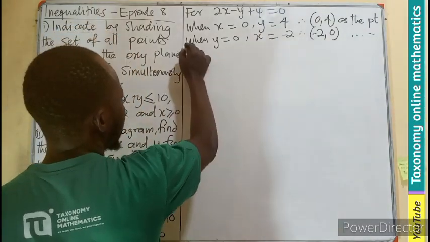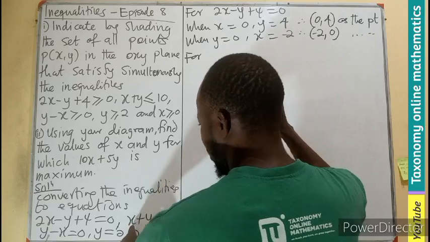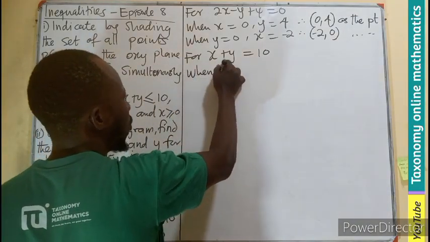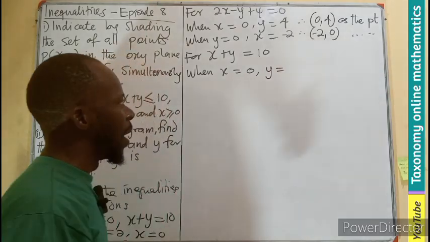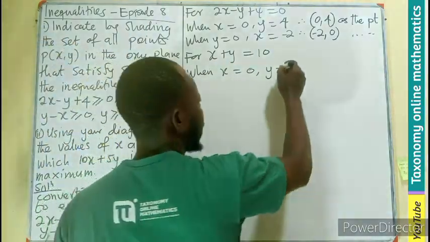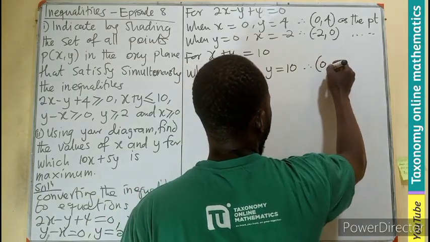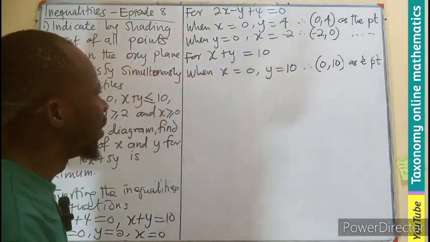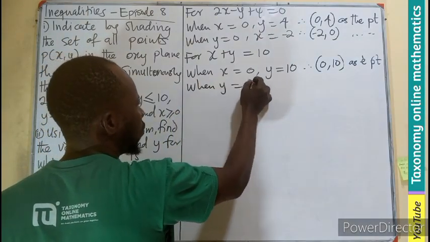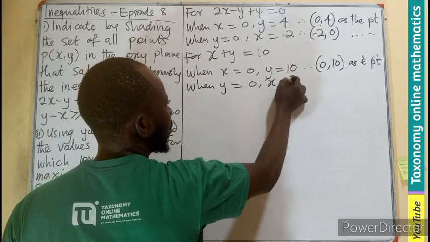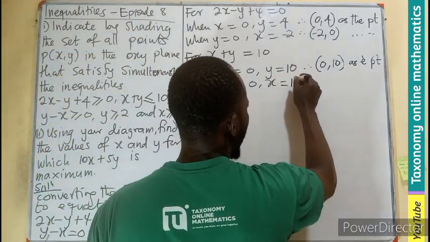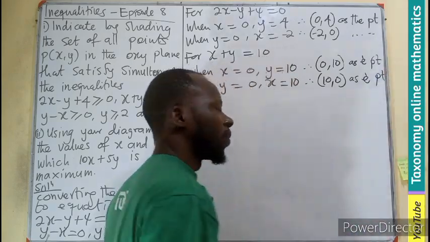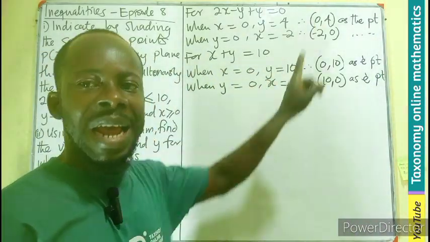Then we pick another equation, the second equation, x plus y equals 10. Let's go for the intercepts. When x is 0, y becomes 10. So that gives us 0 on the x-axis, 10 on the y-axis as our point. Then when y is 0, x becomes 10. So 10 on the x-axis, 0 as the point. These two points will give us the next straight line.